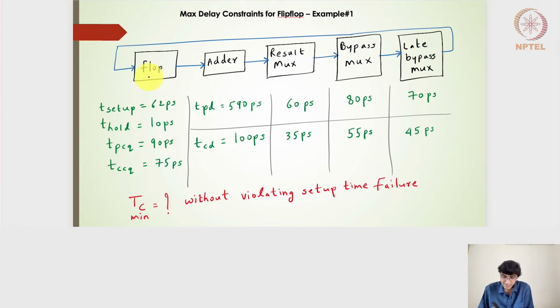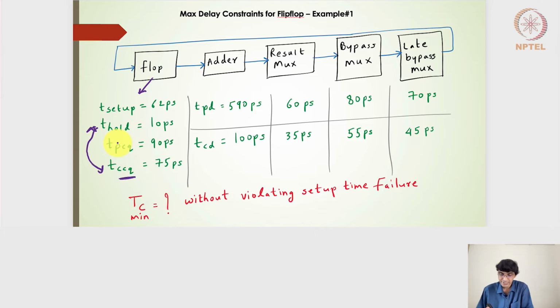Right, so let's say that the flop is characterized with these parameters: setup time of 62 picoseconds, hold of 10 picoseconds, TPCQ propagation clock to Q of 90 picoseconds, and contamination clock to Q of 75 picoseconds. We will come back to the T hold and contamination delays a little bit later, but we'll try using this setup and TPCQ because we have anyway seen the maximum delay constraints.